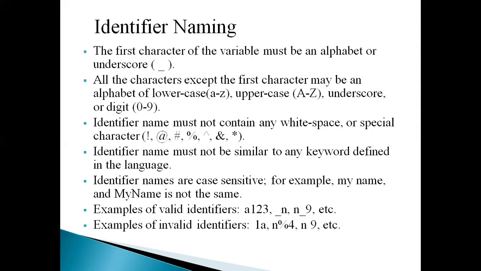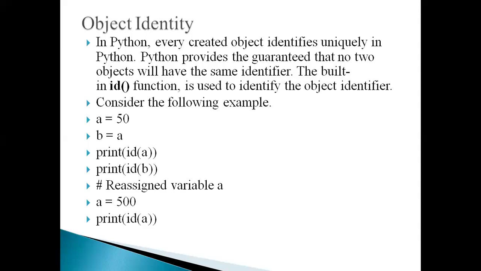Suppose my name is name. Examples of valid identifiers are ABC and names with an underscore. Examples of invalid identifiers are names that start with a number, or contain a percentage sign or a space. I hope you understood how to write variables. The first thing is that a variable holds a value and supports memory allocation.